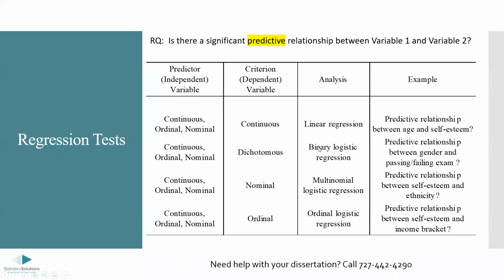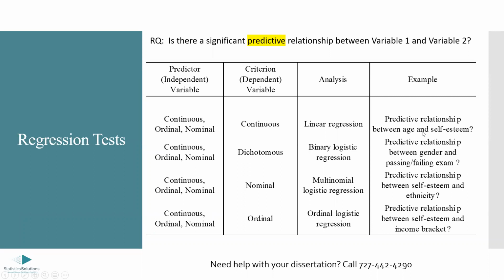So you can't use a binary logistic regression. You have to use a multinomial. And the final predictive type is an ordinal logistic regression. So remember, we talked about income bracket. If you use the multiple choice question for income bracket, then that is an ordinal variable, in which case you use an ordinal logistic regression.